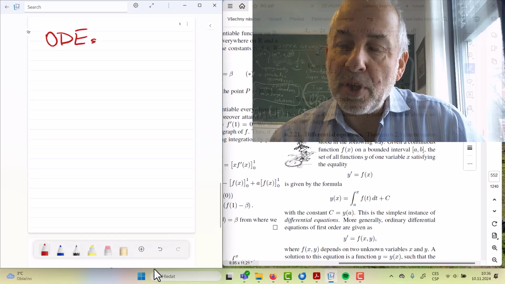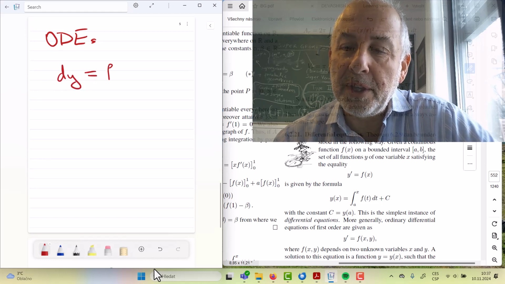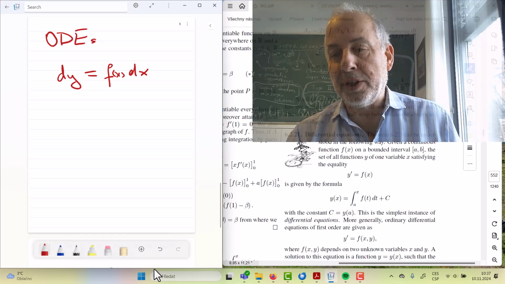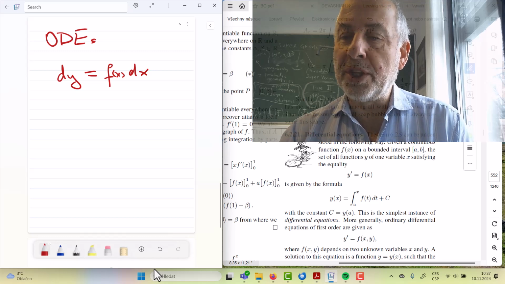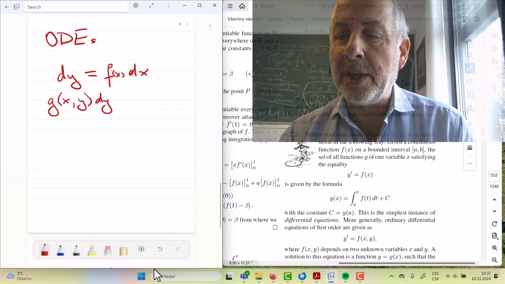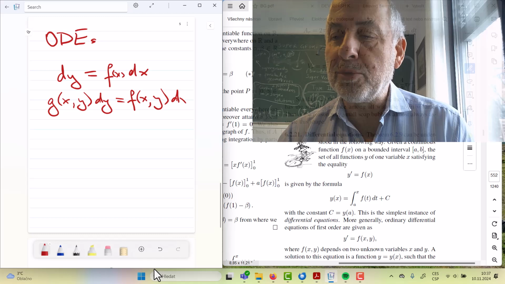So if we write in differentials what we've been doing in the Newton approach, it was the following. We had dy equals f(x) dx. That was the relation of two differentials, right? So of course, why couldn't this be of more general form? Why couldn't we have something like g depending on both of the variables times dy equals f depending on both of the variables times dx?